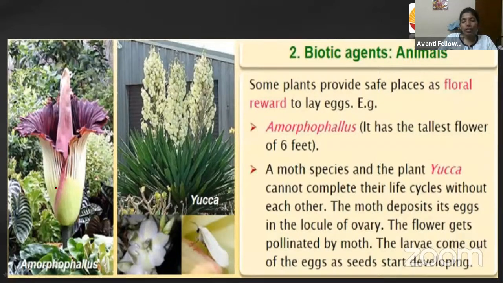How? The moth will come to the Eka plant flower to lay the eggs. By laying the eggs, that moth is going to pollinate the Eka plant, right? So this is how, and those eggs which are laid in the Eka plant later get converted into larva. This is how they both interact with each other. Yes, do you understand?